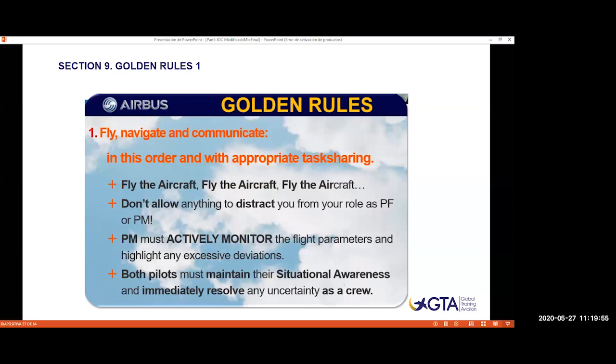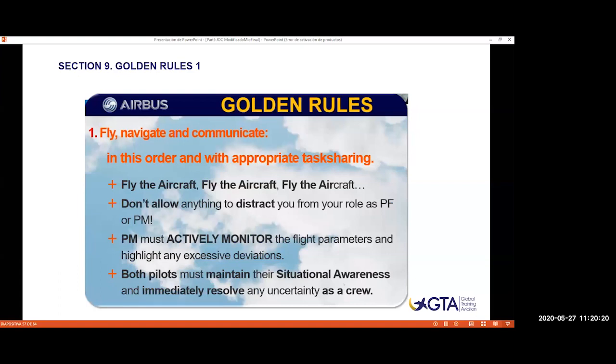You don't have to give anything to distract you. You have to be focused on your PFD and keep the aircraft in a normal maneuver. The pilot monitoring is the one who has to do active monitoring of all of these things. So, fly is the first priority.